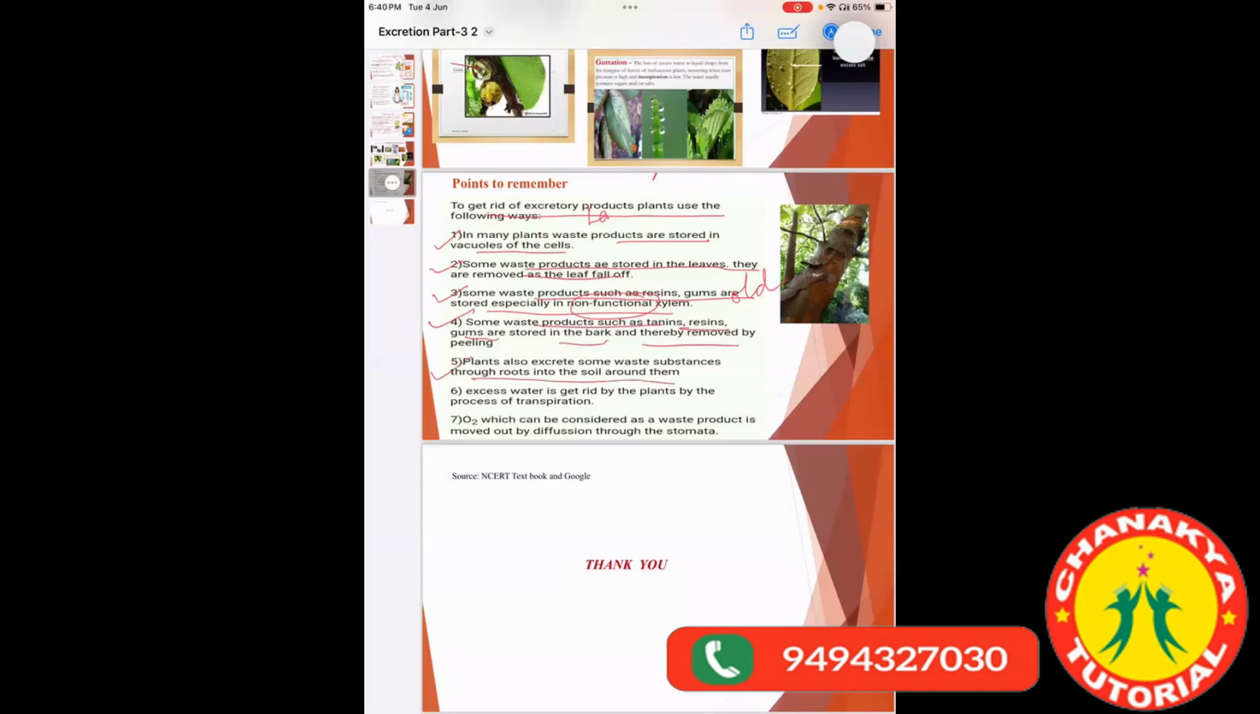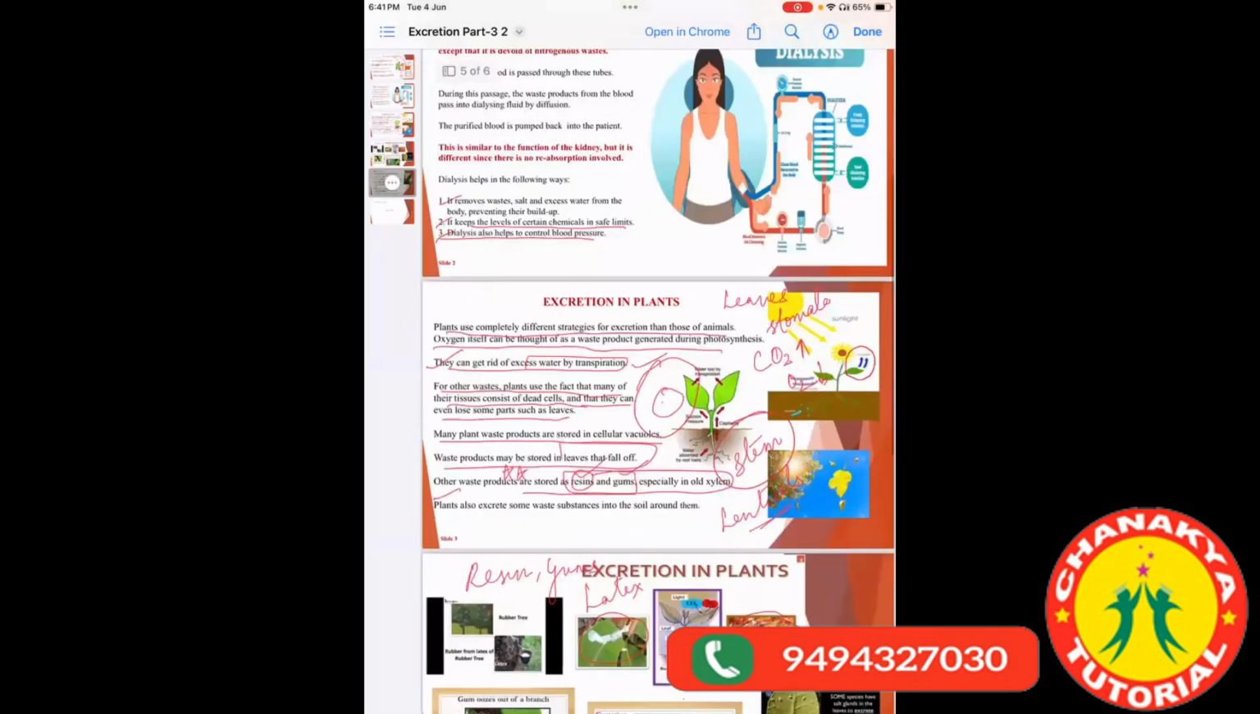Then through the roots also they release waste substances, then extra water is removed by the process of transpiration, and oxygen is removed through the stomata. So that is about excretion in plants. So we are done with the whole chapter.